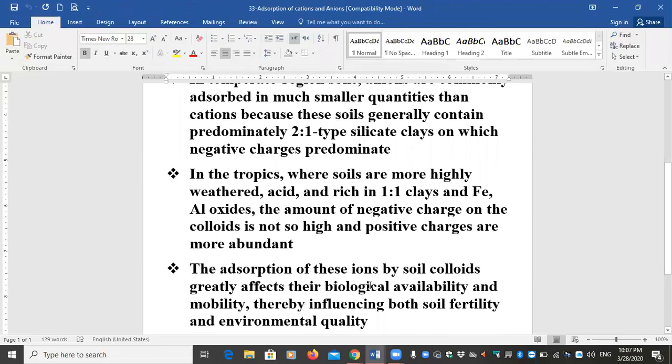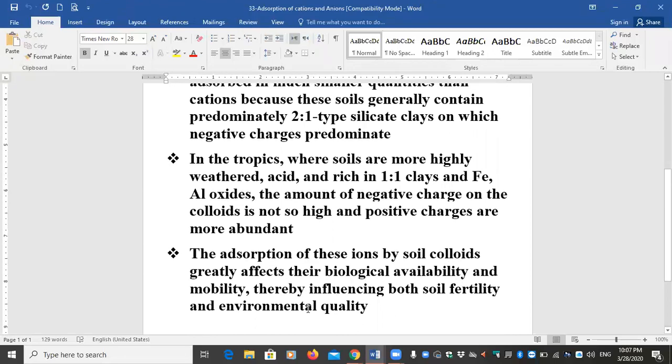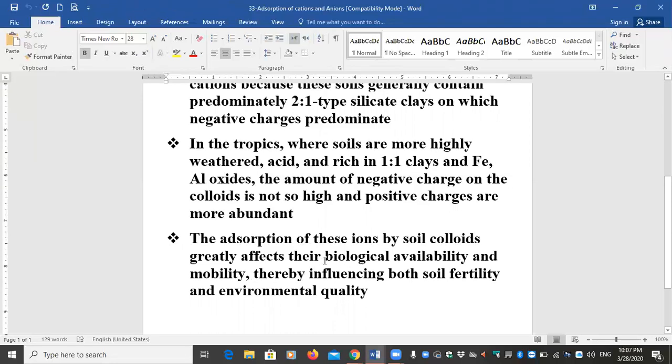The adsorption of these ions by soil colloids greatly affects their biological availability and mobility, thereby influencing both soil fertility and environmental quality. So if these ions are adsorbed on the surfaces of colloids, of course, it will have a lot of effect on their mobility. It will not allow them to leach easily and go down to the groundwater. And also it will affect their availability to the plants and microorganisms in the soil.